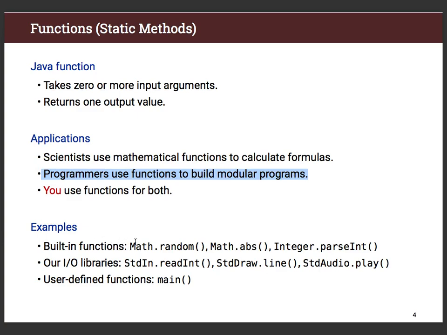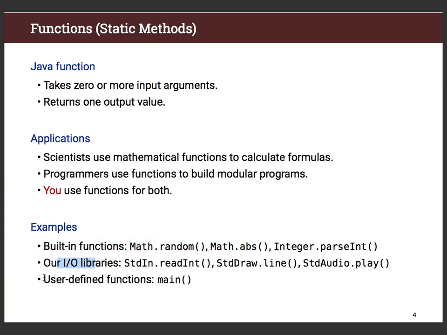We've seen built-in functions. We've seen math.random. We've seen math.abs. Integer.parseInt is a function that takes a string as an argument, any string, and sends back an integer. So that's a kind of function. It takes an input and gives an output. It here says our IO libraries, but we haven't looked at them.